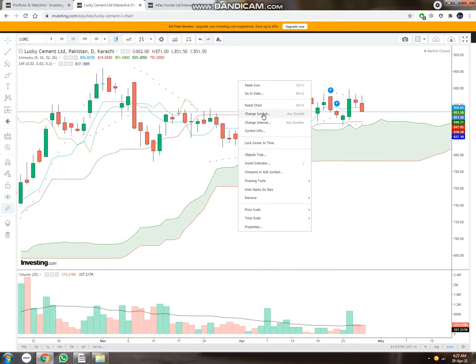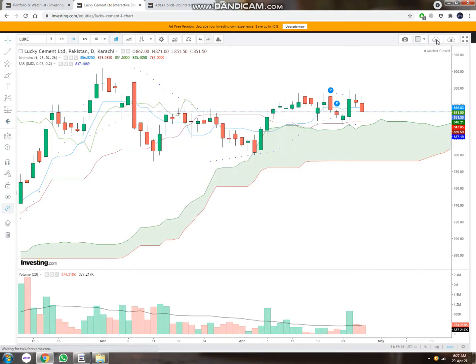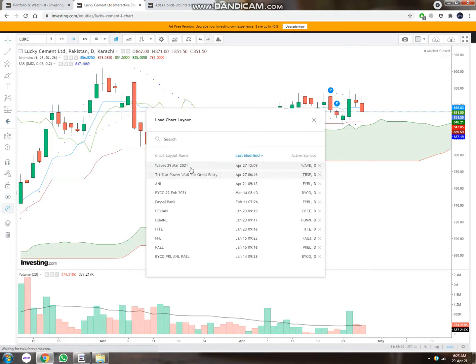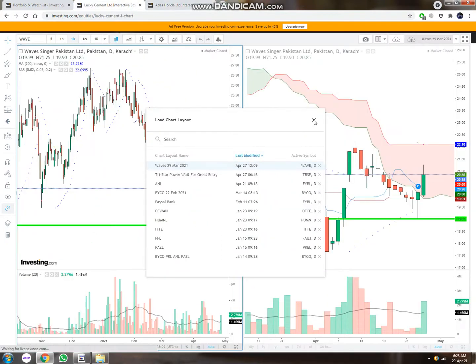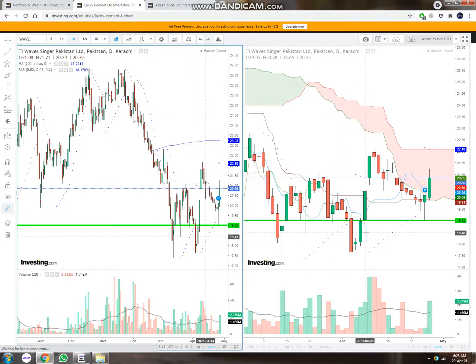Now let me show you my example. I've loaded a chart right here, 29th March. Now you guys have probably understood how the Ichimoku cloud works. Now let me show you my chart, how I use the chart in my case.